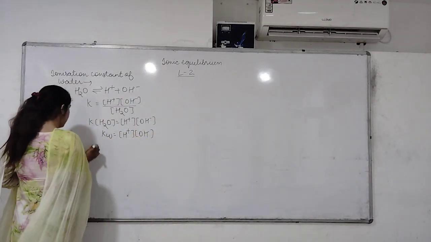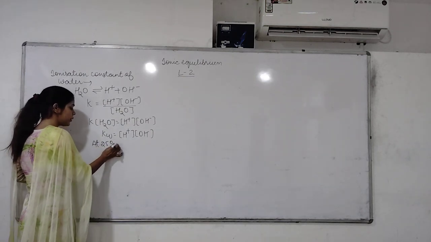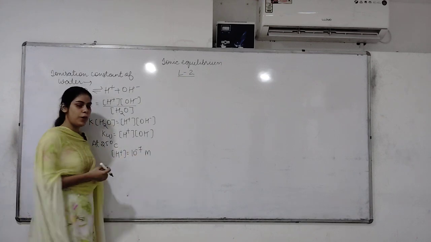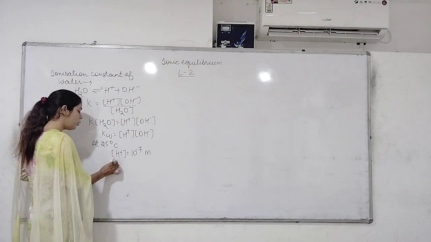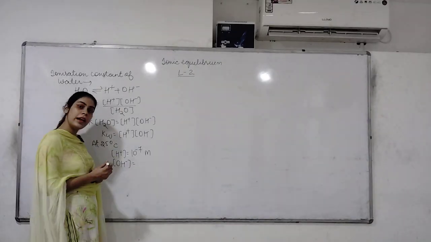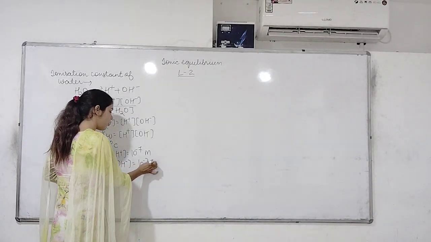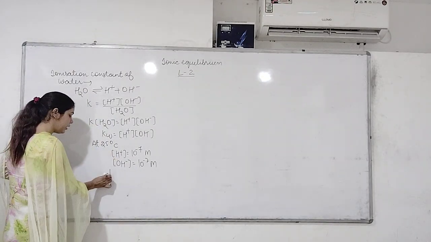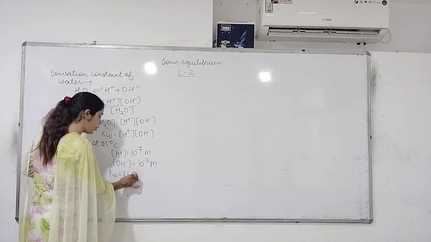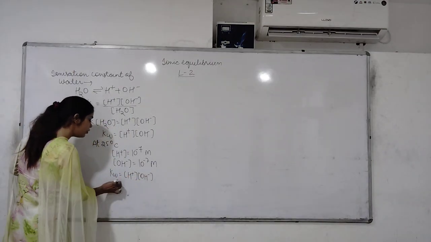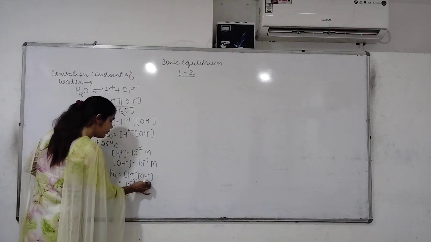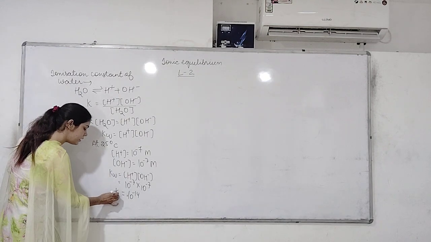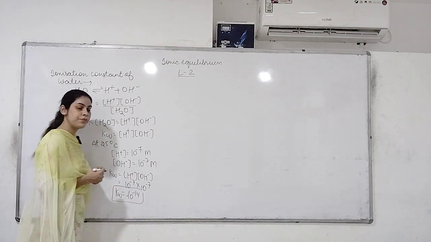At 25 degrees Celsius, it is practically measured that the hydrogen ion concentration in water is 10 raised to power minus 7 molar. And as you all know, hydrogen ion concentration and hydroxyl ion concentration are equal in water. So water also contains 10 raised to power minus 7 molar hydroxyl ion. If I multiply the concentration of these ions, the product I will get is known as the ionization constant of water at 25 degrees Celsius. That is 10 raised to power minus 14. It is Kw, the ionization constant for water.